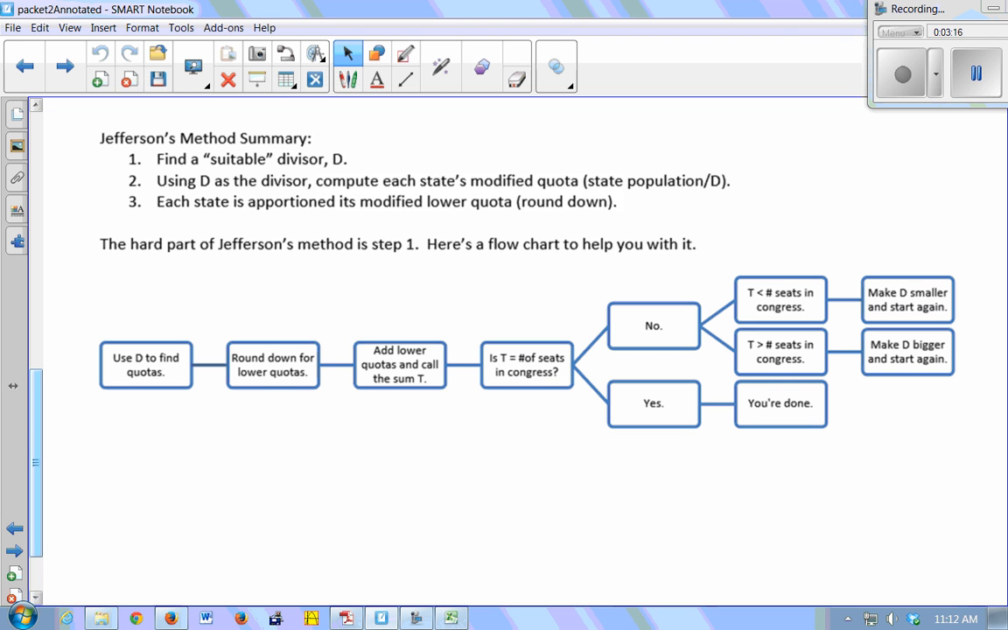So the way you find the modified divisor is a guess and check method. You just know which direction to go in. You might go too far, and then you have to adjust. So you don't know immediately how to adjust your divisor or how much to adjust it. But you start to get better at making guesses once you've done a few of these problems.